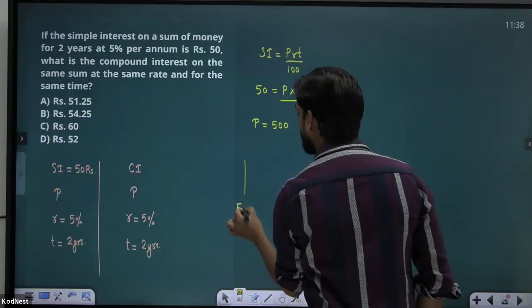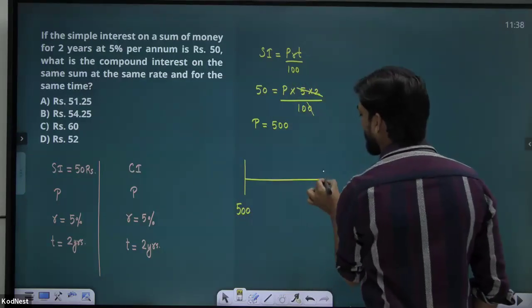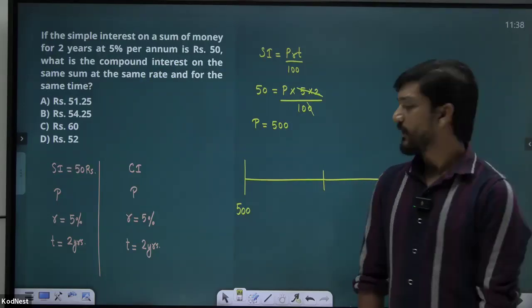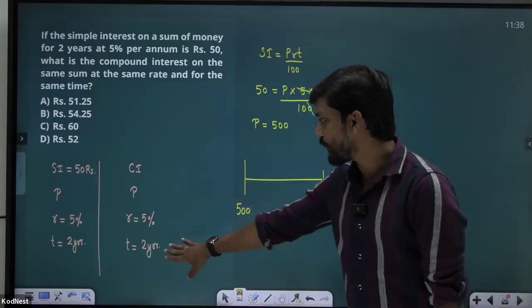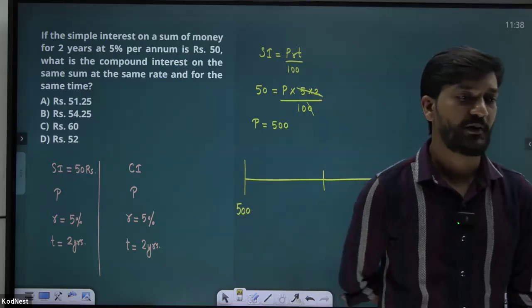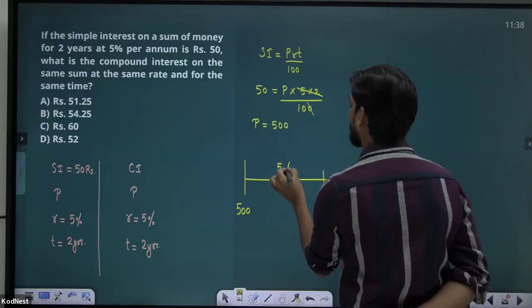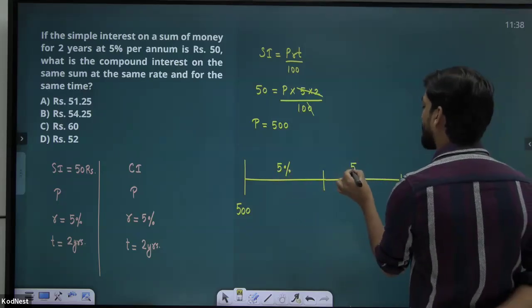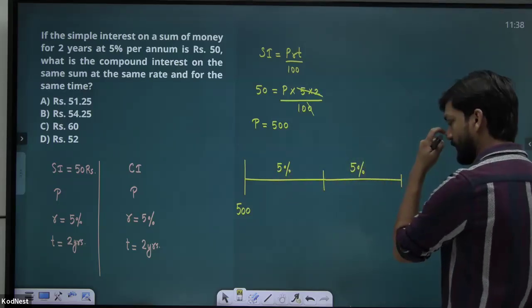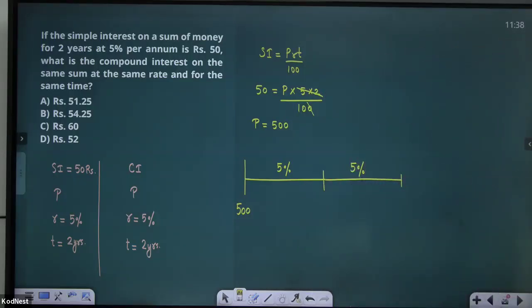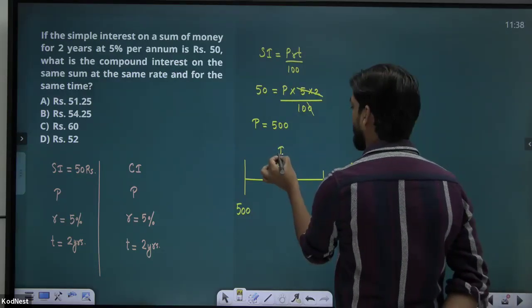Now take the principal, take the time 2 years and calculate compound interest. So 500 rupees, 5%, 2 years. How much compound interest will you get? Please calculate. 5%. How much will you get? 25 for the first year. Second year, this is the first year, this is the second year.